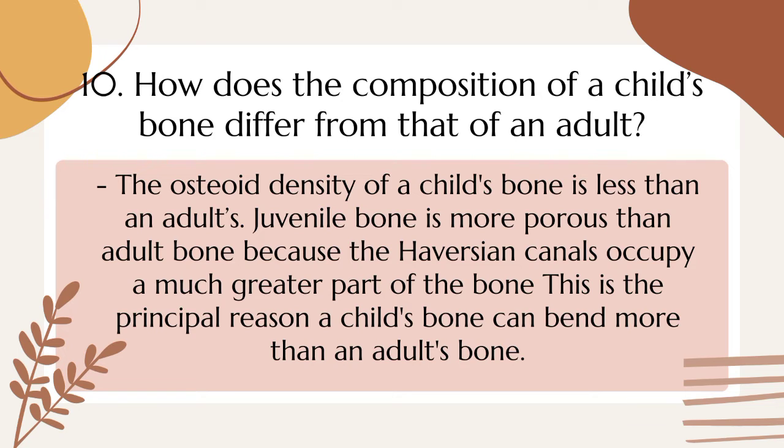How does the composition of a child's bone differ from an adult's? The osteoid density of a child's bone is less than an adult's. Juvenile bone is more porous than adult bone because the Haversian canals occupy a much greater part of the bone. This is the principal reason a child's bone can bend more than an adult's bone.